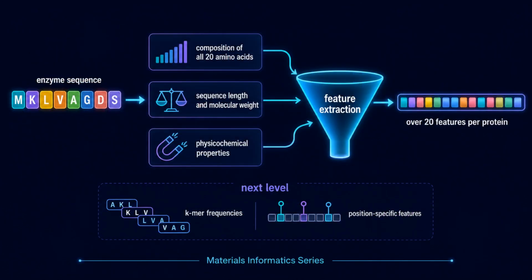We extract a comprehensive feature set from each enzyme sequence. All 20 amino acid compositions, sequence length, physicochemical properties, and molecular weight. This gives us over 20 features per protein. More sophisticated approaches might include K-mer frequencies or position-specific features.